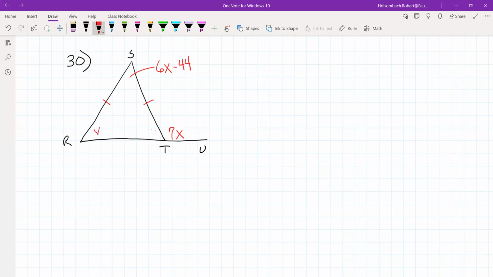So we're going to call these y. Now keep in mind we're solving for x, so throughout this process we're going to keep everything in terms of x. So we're going to write our first equation that deals with this linear pair. And we're going to say that 7x plus y is equal to 180.